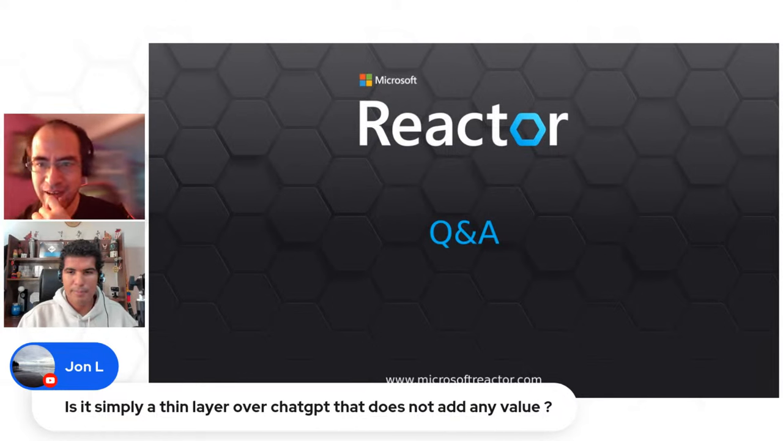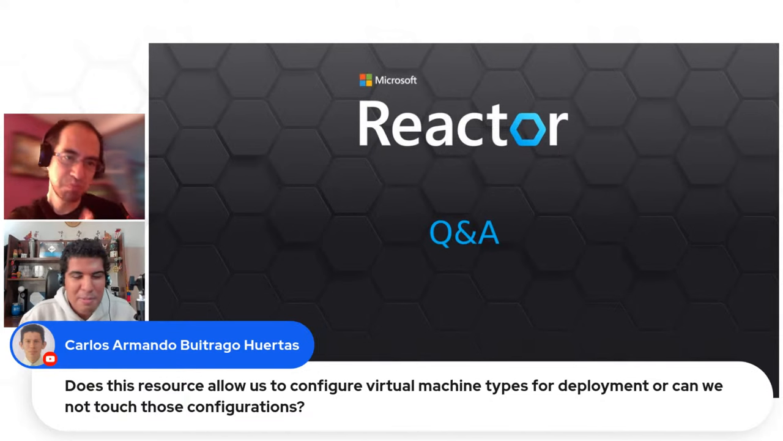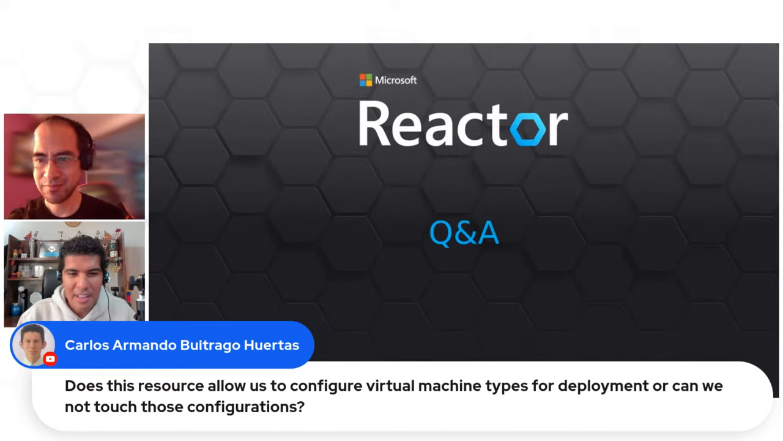Okay, Carlos Armando's next question. Does this resource allow us to configure virtual machine types for deployment, or can we not touch these configurations? Probably not yet, but we already have an integration with the Azure App Service to deploy these models in that resource. But probably in the future, we will have that. Also, other integrations like Azure Bot Service and other resources, because it's important to have those integrations.